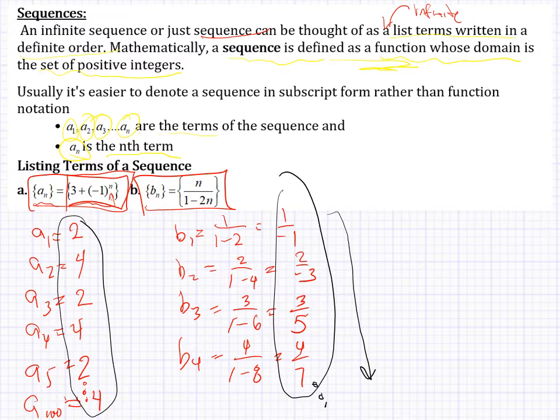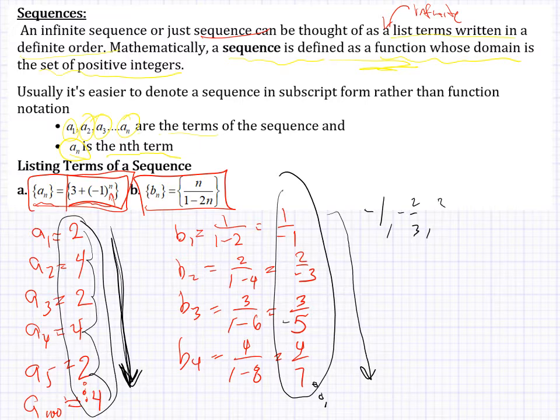Sometimes it's pretty clear, like this sequence right here. You're just getting 2, then 4, then 2, then 4, then 2, then 4, over and over and over again. So it's not really approaching a single finite value. In this case here, what do we have? We have negative 1, negative 2/3.